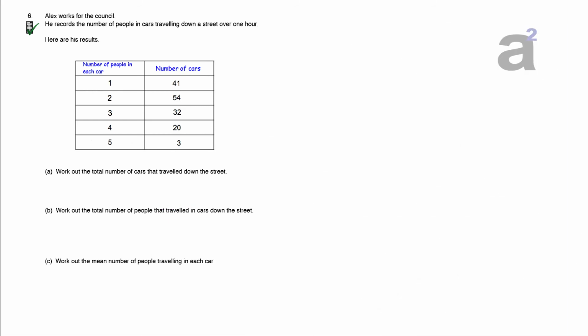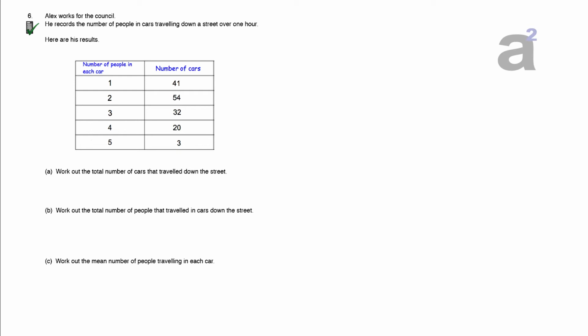See this question. Alex works for the council. He records the number of people in cars traveling down a street over 1 hour. Here are his results. So number of people in each car: there is 1 person in 41 cars, 2 persons in 54 cars, 3 persons in 32 cars, 4 persons in 20 cars, and 5 persons in 3 cars. So what's the first question? Work out the total number of cars that travel down the street.